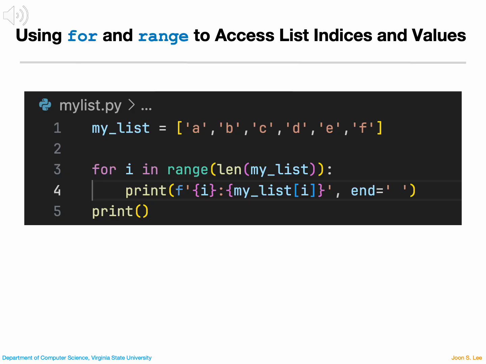Also, notice that little trick at the end of line 4. end equals single white space in the print statement keeps everything on one line, so it prints neatly across the screen instead of vertically. And finally, line 5 just moves the cursor to a new line once the loop finishes. Otherwise, your terminal prompt would end up right after your last item.